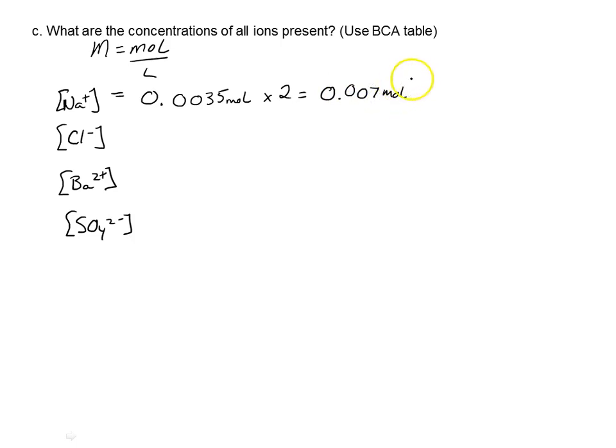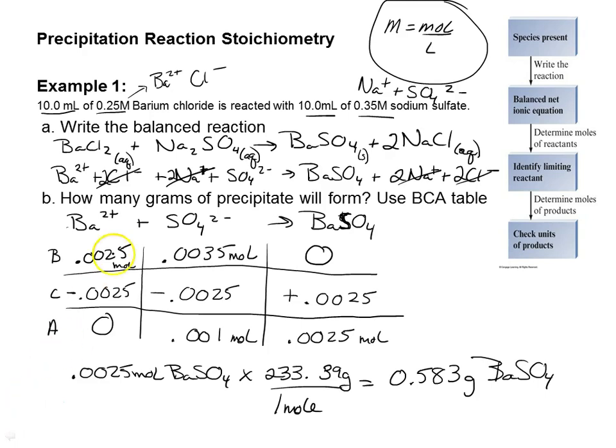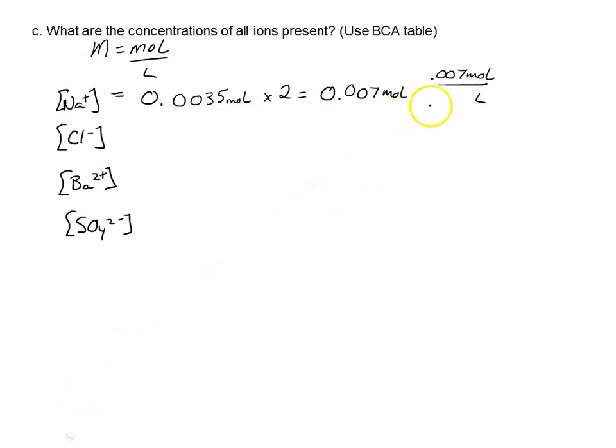To figure out concentration, concentration is moles per liter, so I'm going to do 0.007 moles divided by my volume. Well, I mixed 10 milliliters of this with 10 milliliters of that. If you add 10 milliliters with 10 milliliters, volumes are additive. So that's going to give me 20 milliliters. In other words, 0.02 liters. So in the beaker, I have a concentration of 0.35 moles per liter of sodium ions.